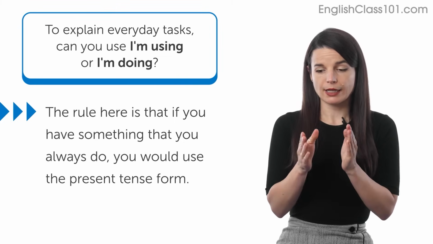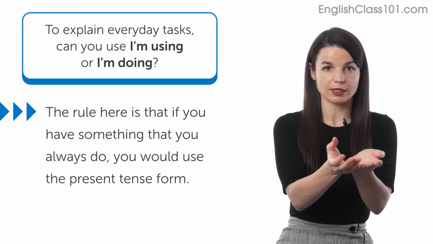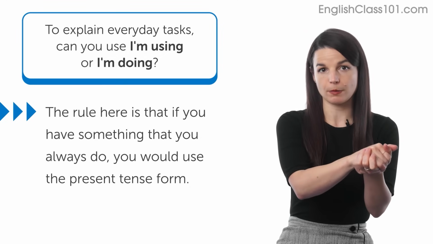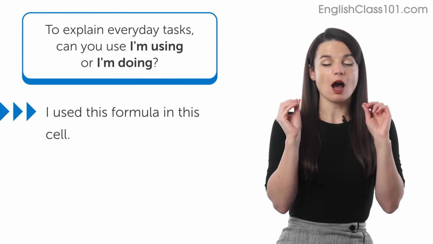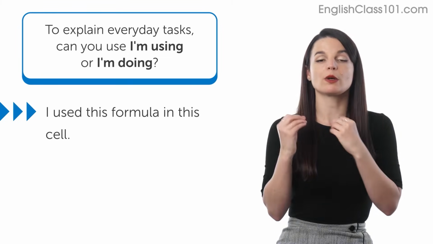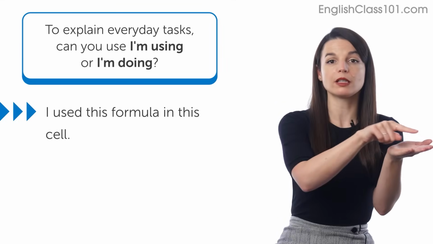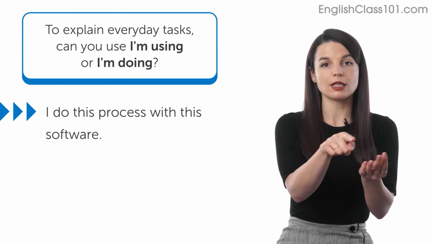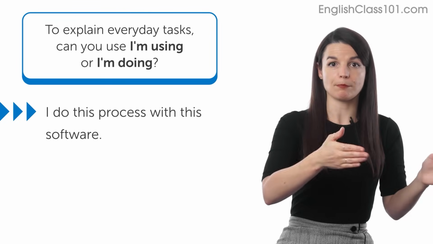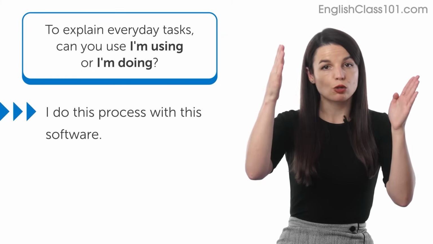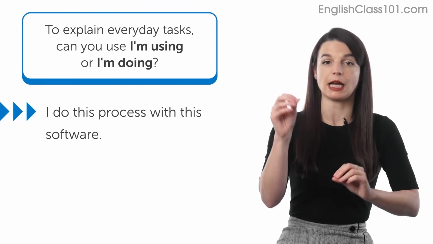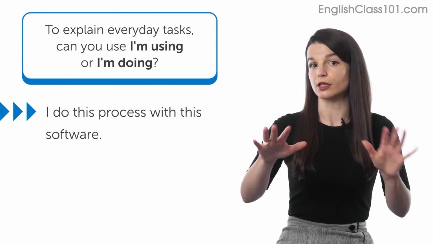Kind of the rule here is that when you have something that you always put in like one place or something that you always do, use that present tense form there. So in your example, for me, my decision is always to use this formula in this cell. So when you explain that to your colleague, you say, okay, I use this formula in this cell, or I do this process with this software. So when you're talking about something that is kind of always the same, maybe in your team or in your workplace, you always do this. You can use that present tense verb form there. So I use this, I do this, I choose this, I save this, and so on.